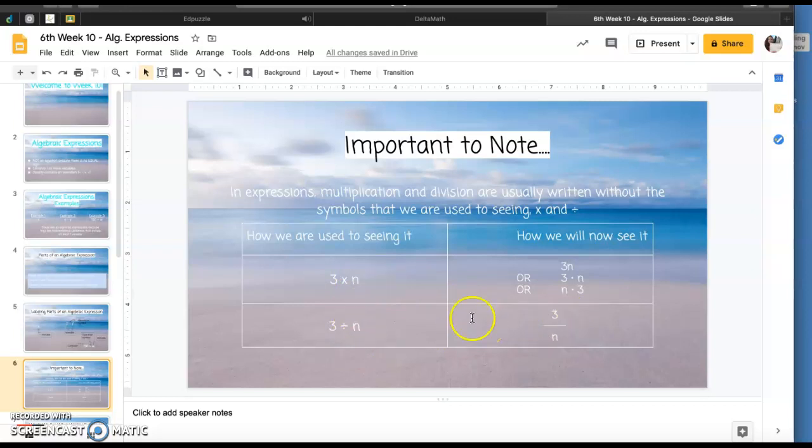These are all expressions. So here we have a variable. So this is an expression. 3 times n is an expression. 3n is an expression. 3 times n is an expression. N times 3 is an expression. 3 divided by n is an expression. 3 over n, or 3 divided by n, is an expression. These are all expressions here, and it's just different ways of writing them. So keep these things in mind.